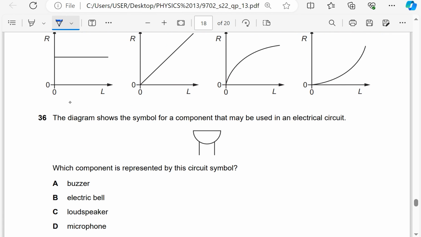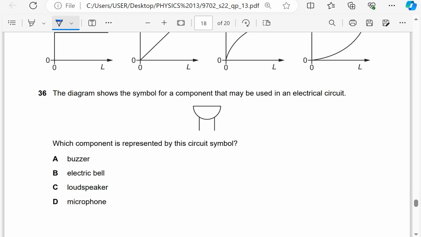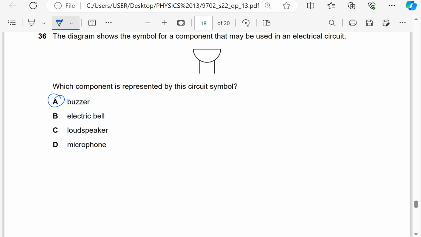The diagram shows the symbol for a component that may be used in an electric circuit. Of course, this is a buzzer. Without even thinking twice, it is a buzzer. If it was a microphone, I think it would be something like this. Loudspeaker, something like this.